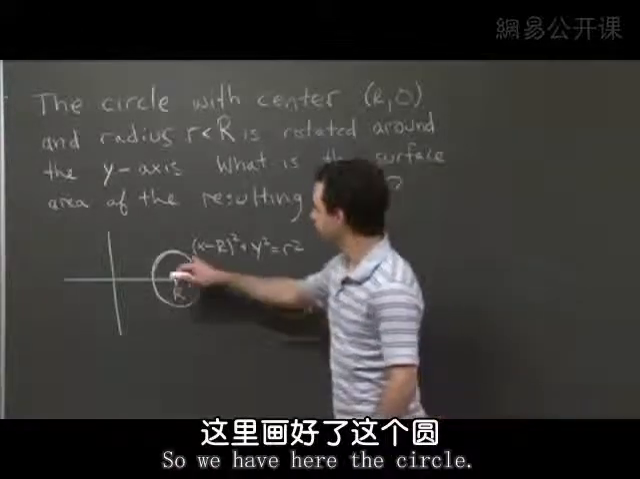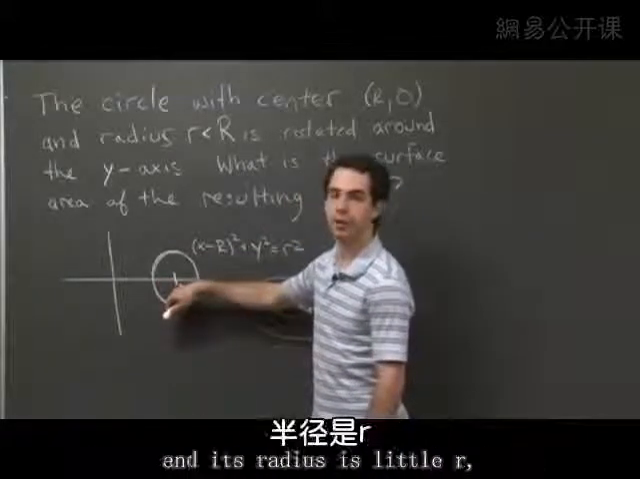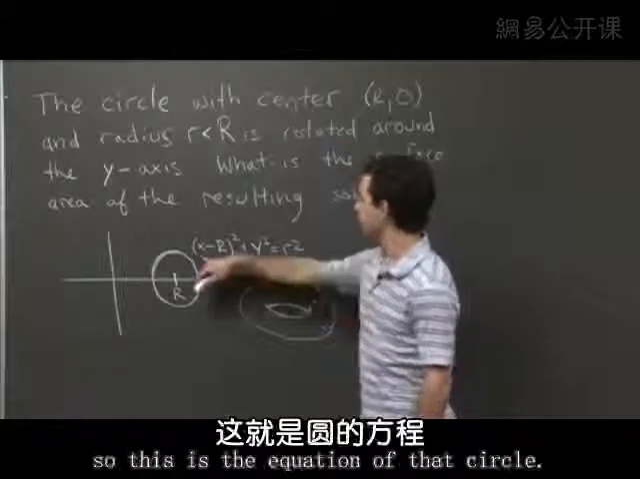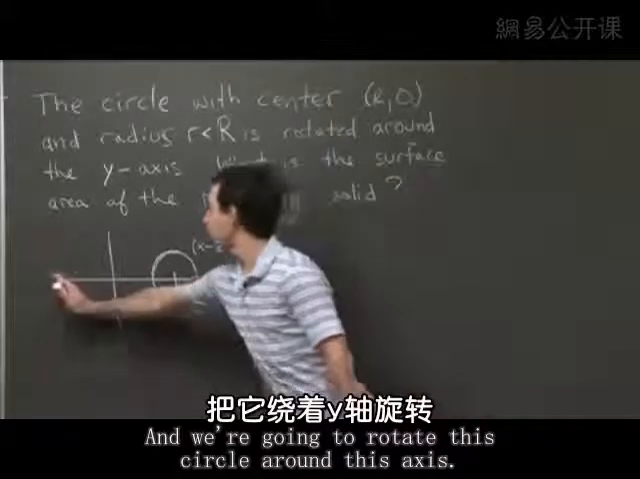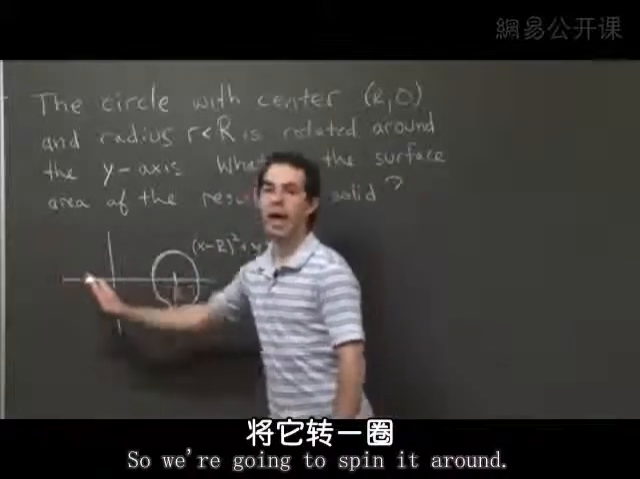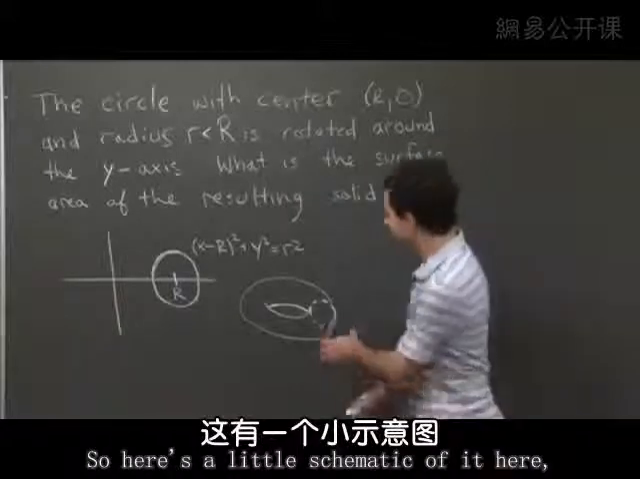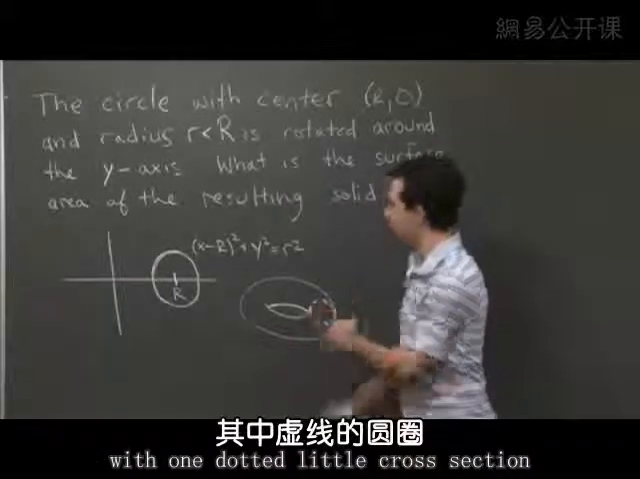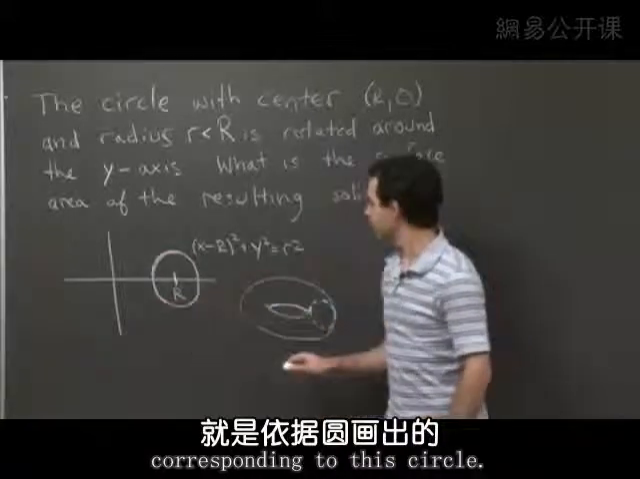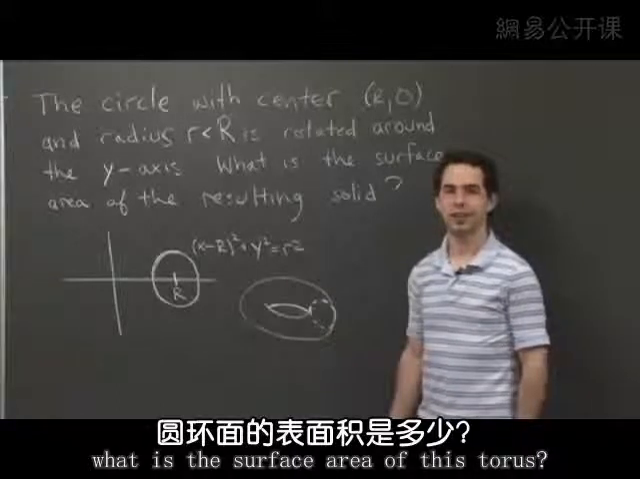So we have here this circle. Its center is at the point big R0, and its radius is little r, so this is the equation of that circle. And we're going to rotate this circle around this axis. So we're going to spin it around, and what you're going to get is a donut, or what mathematicians call a torus. So here's a little schematic of it with one dotted little cross-section corresponding to this circle. So the question is, what is the surface area of this torus?